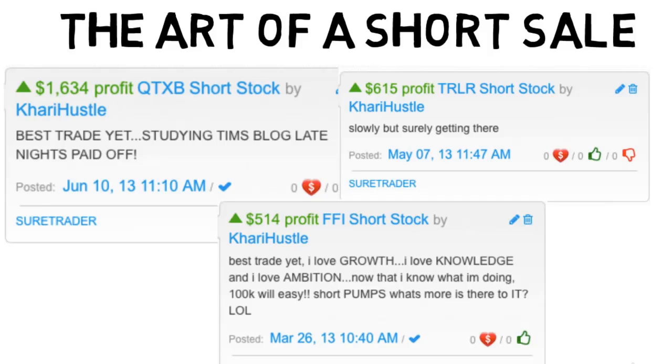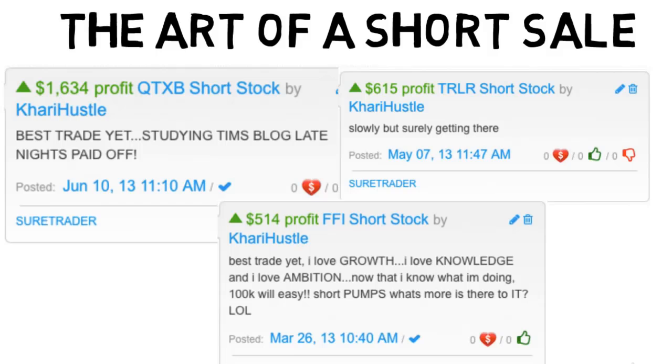And you see these symbols, like up here you see QTXB, TRLR, and FFI. That represents what the company is, because companies are traded by their symbol. So for example, Apple will be like AAPL. Companies don't get traded by their actual name, they get traded by abbreviations. So I just wanted to let you know that, because I know some of y'all are probably thinking, what is QTXB, TRLR, and FFI? So this is just small potatoes though. This is just little money.